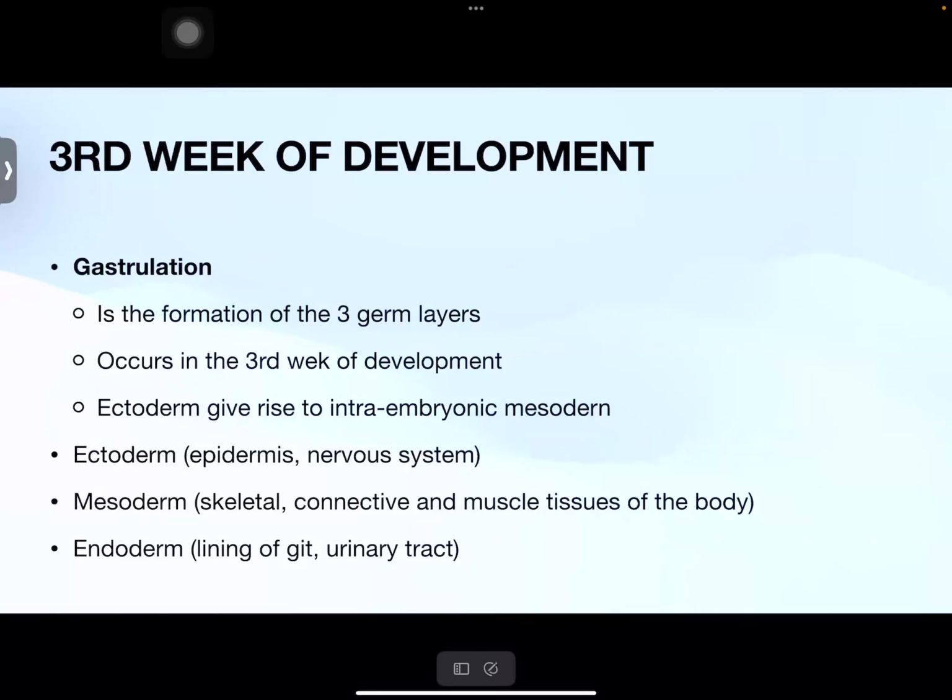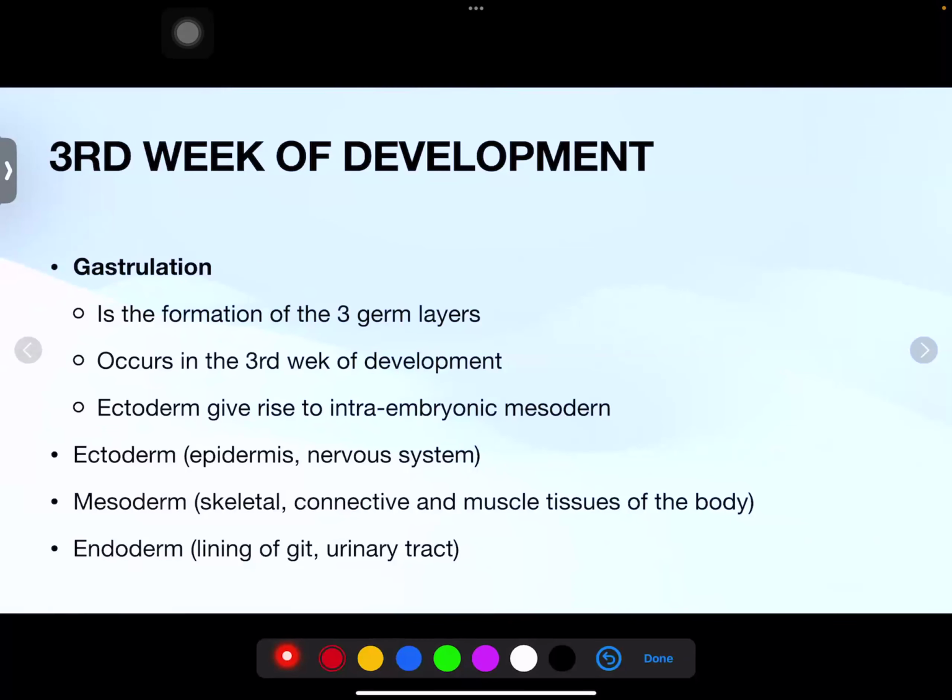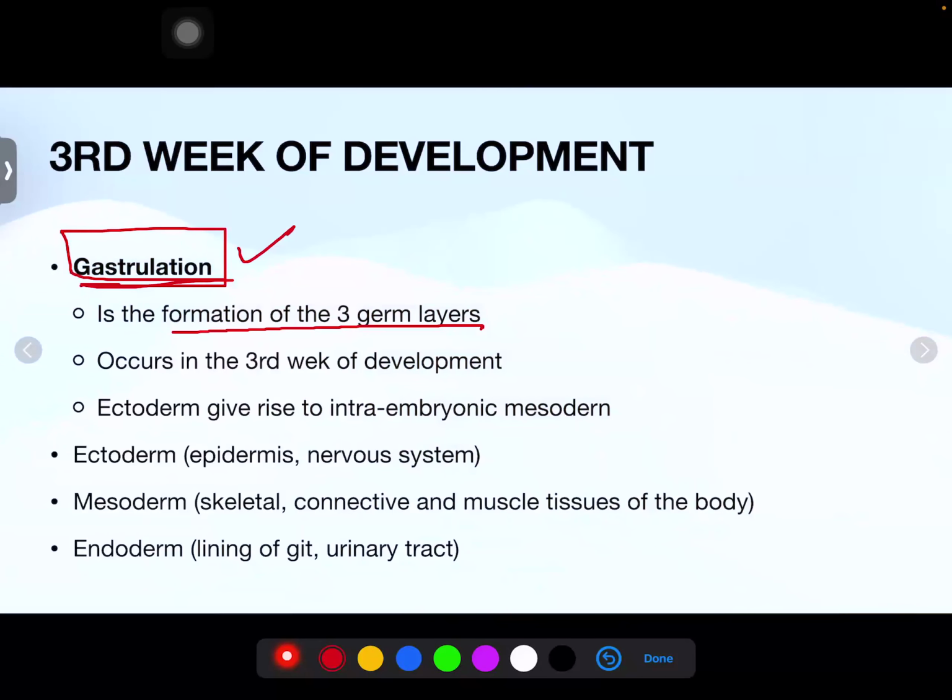Now the third week of development. Now in the third week, if you remember this name, gastrulation, it occurs. Now this means that it is a formation of three germ layers. Okay, so this is a very important step in the third week of development.